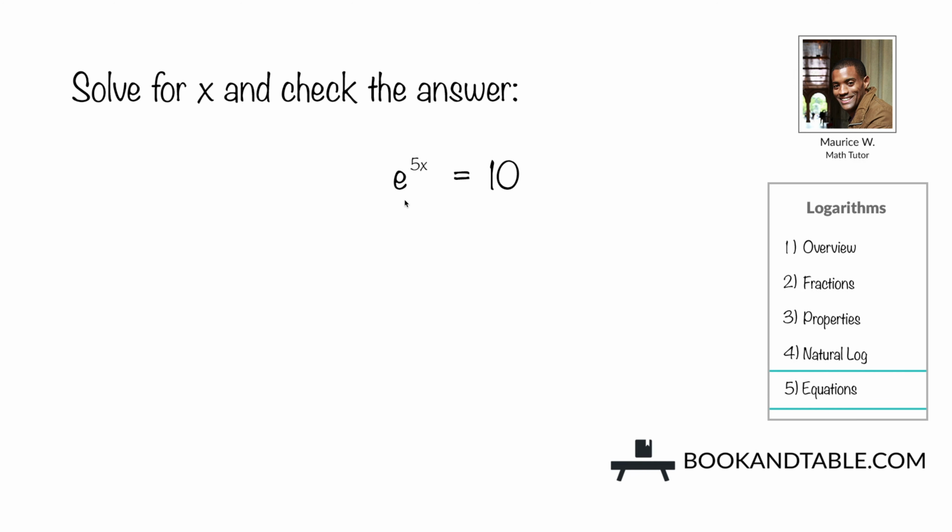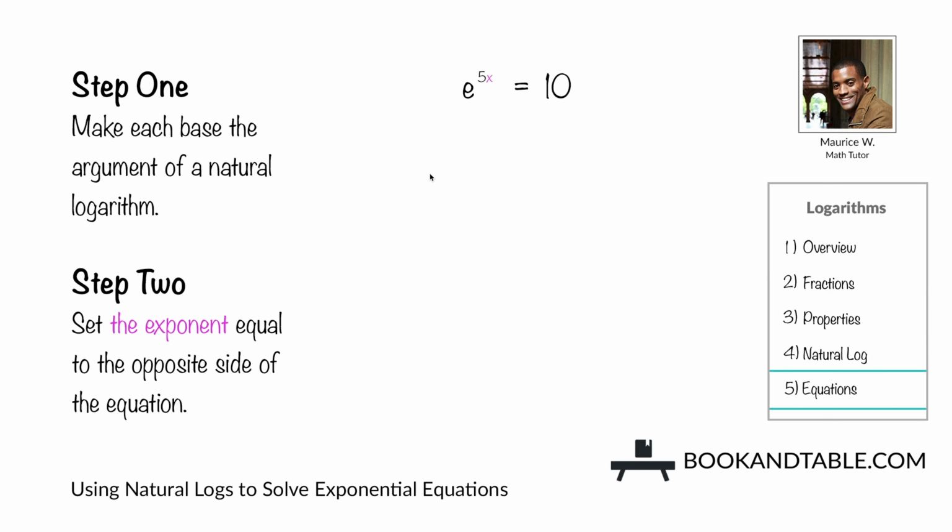You'll be asked to solve for x and check the answer. And we have e to a power of 5x is equal to 10. So how do we go about solving for x here? Step 1, make each base the argument of a natural logarithm. So that would give us the natural log of e to a power of 5x is equal to the natural log of 10.